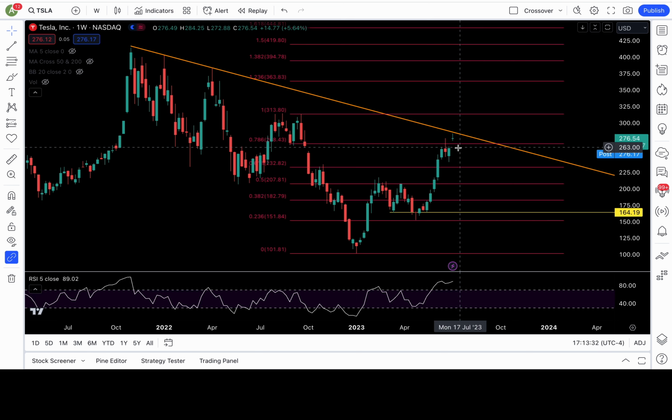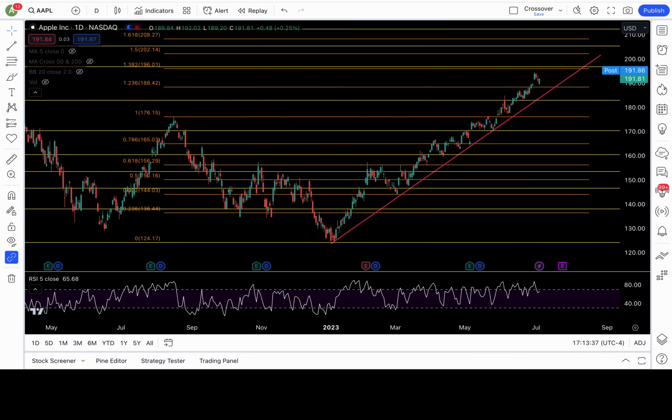All right, watch that 268.4 level. Below that would be very bearish. Tesla is a very volatile stock. Don't sleep on it. Apple is what I am about to cover, and it's not a very volatile stock.